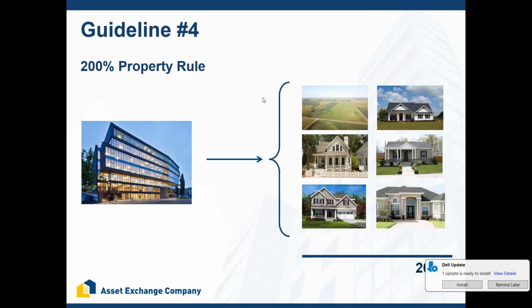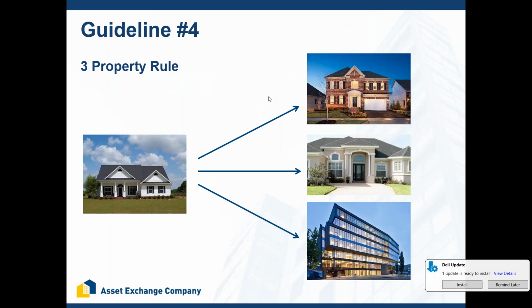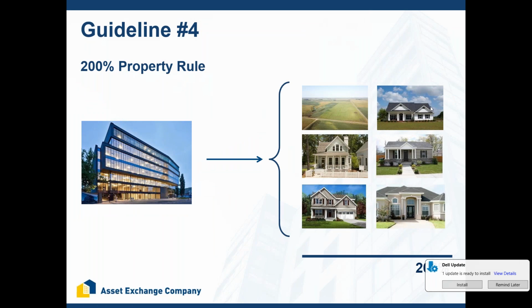All right? So 2 options for identifying. Most of my clients will use the 3 property rule, because most of my clients will sell one, buy one, maybe sell one, buy two. However, every once in a while, I have a client who sells a property in California, and they go out to Texas. And they go, well, geez, I can buy a lot of real estate in Texas. So they go out and buy 5, 6, 10 pieces of real estate. Okay. If their goal is to buy a lot of small properties, the 200% rule might make sense for them.